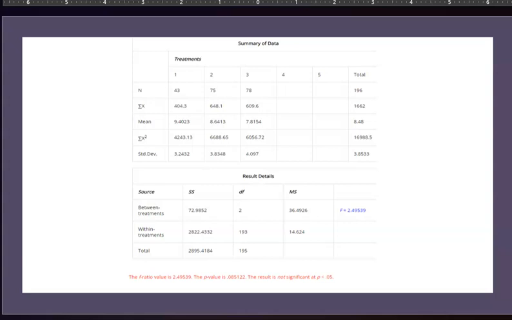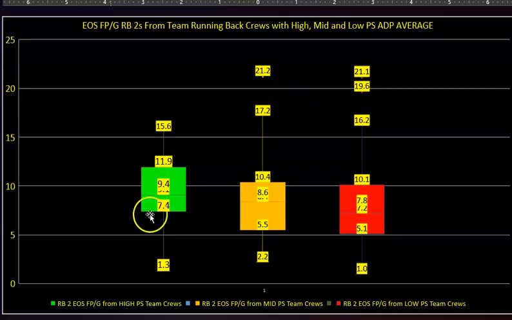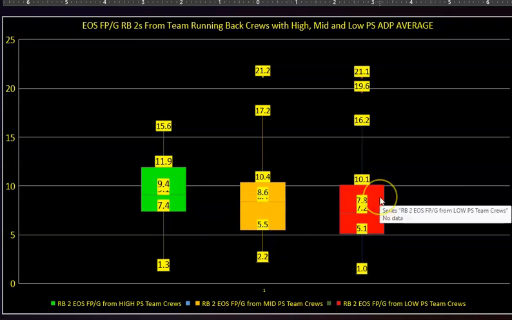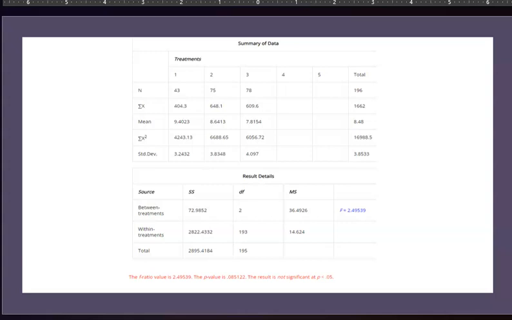And when we look at the ANOVA, guess what? Even though it's suggestive, statistically, we have to say that all these are the same for RB2s. That is not what we saw with RB1s. Go see part 5. So this is a case where the old box and whisker looks suspicious, but the stats say you have to ignore that.